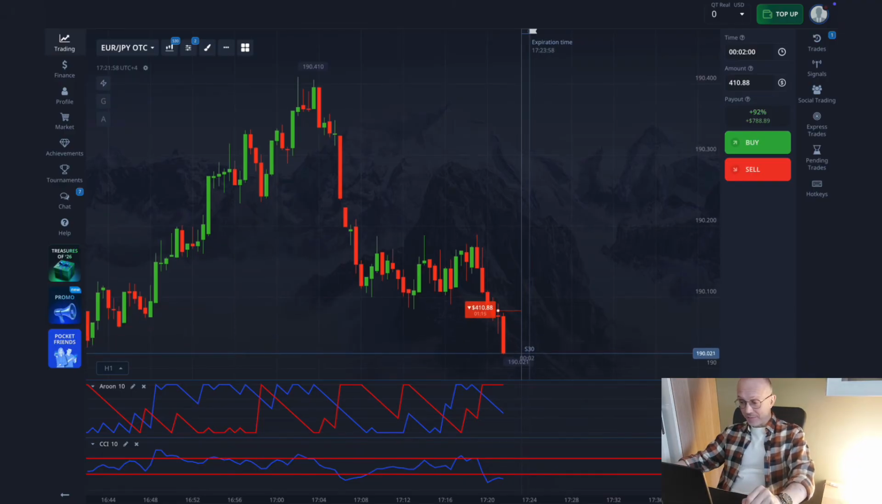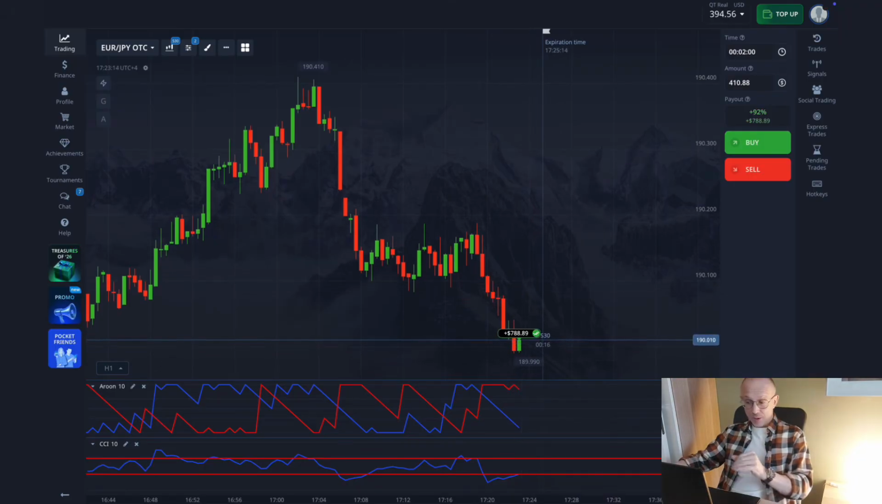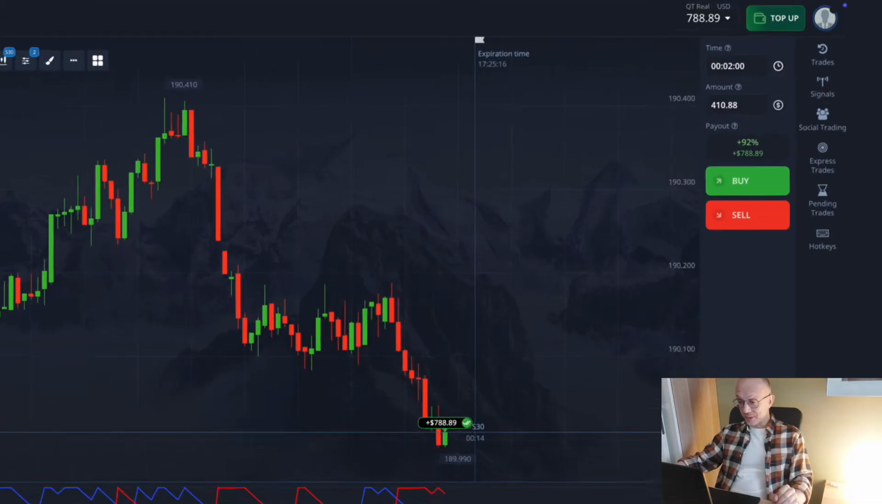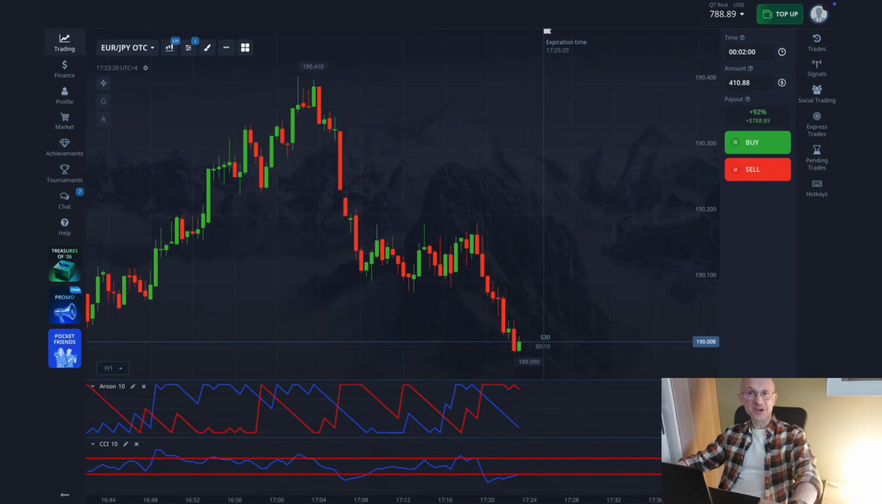And the picture is clear. The range has been worked out. The market is restructuring and the downward movement has every reason to develop further. Let's see. Good realization. There's another $378 in profit. Continuing the series.